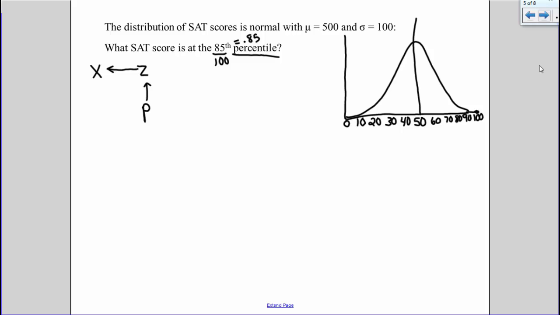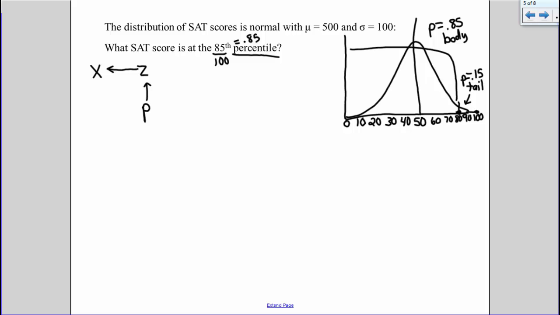So a score at the 10th percentile separates the bottom 10% from the top 90%, for example. So whenever you see percentile, you can think about the bottom whatever percent, right? Bottom 85%. So that score would be like here-ish. And this would be like P equals 0.85 in the body. And then this piece right here would be P equals 0.15 in the tail.